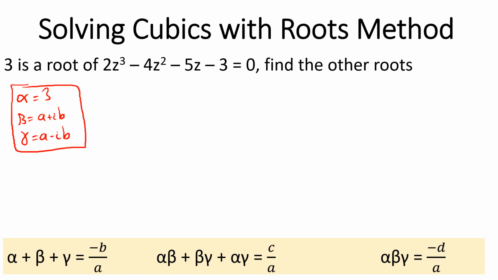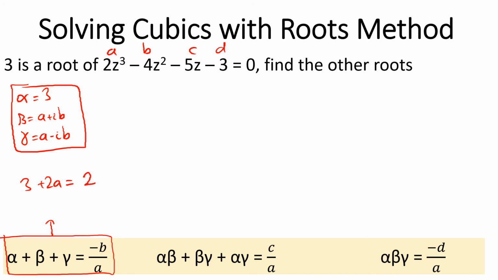Okay, let's go. So, first method. There we go. We know that 3 plus 2a, that's going to be my alpha plus beta, is equal to, what have we got here? We've got beta, b is minus 4, so that's going to be plus 4 over 2, so it's going to be equal to 2. 2a is equal to minus 1, and a is therefore equal to minus a half.